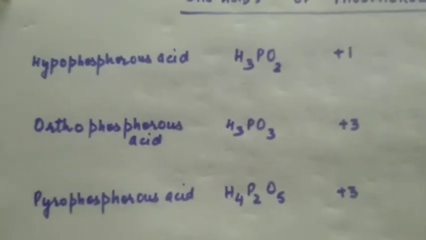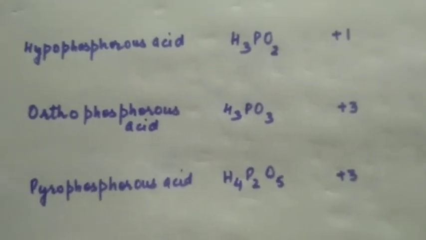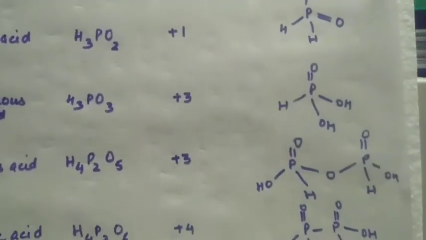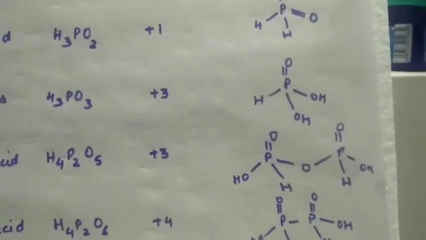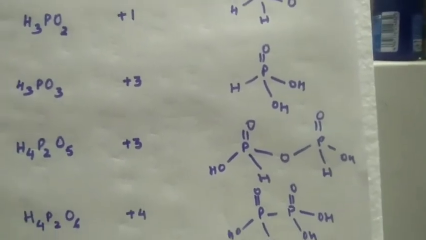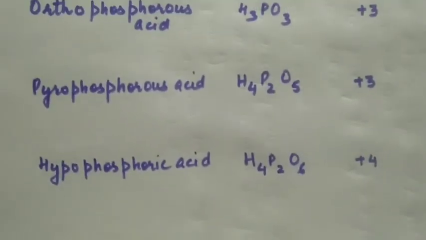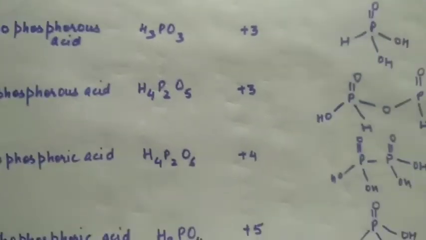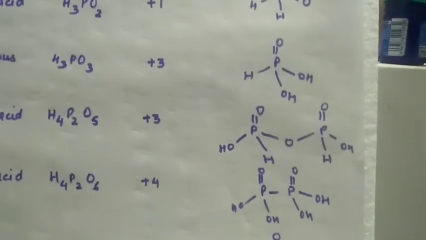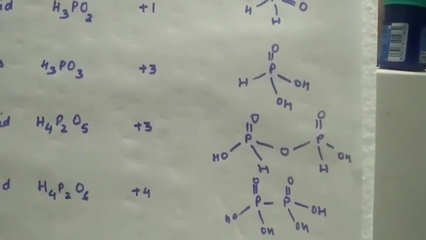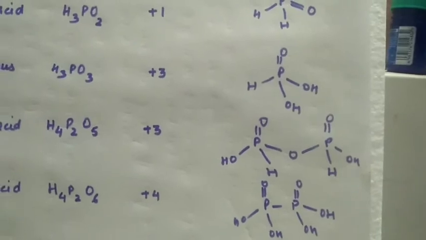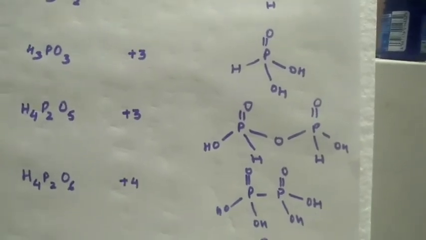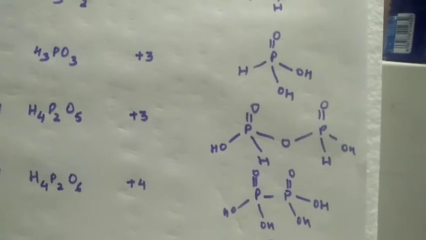The oxidation state of phosphorus in orthophosphorus acid is +3. Pyrophosphorus acid is formed when two orthophosphorus acids are heated for elimination of water molecule, and they combine with each other. H4P2O5 is the formula, +3 is the oxidation state, and structure is similar to phosphorus acid except that one of the OH of each orthophosphorus acid will combine to eliminate water and join by oxygen.